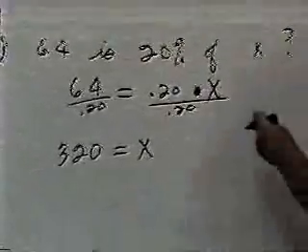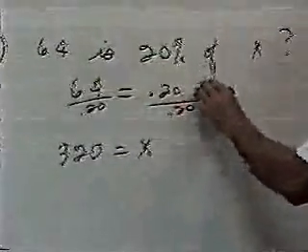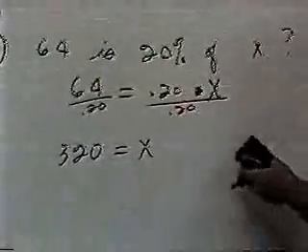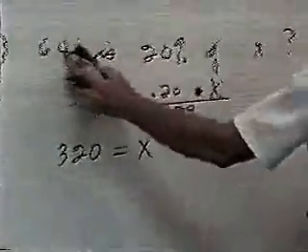Okay, so it's a pretty easy way of doing just percent problems. The word "is" is an equal sign. The word "of" is multiplication. And then whichever part is missing out of this, you put the letter for it.